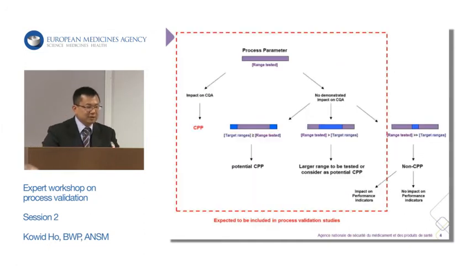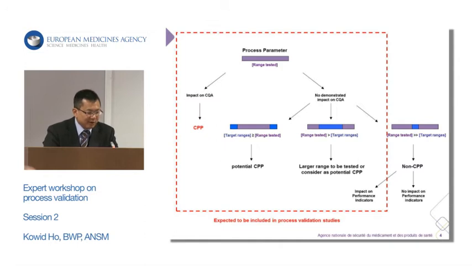Now, this is certainly a diagram that will trigger a lot of discussion. I tried here to summarize at least my thinking about what should be in the process validation studies. Now, when you talk about process parameters that will be tested within a given range, well, this range tested may actually show that it has an impact on the CQA, so it will lead to a CPP, and I think this is not an issue. Everybody agrees on that part, and this will be included in process validation.